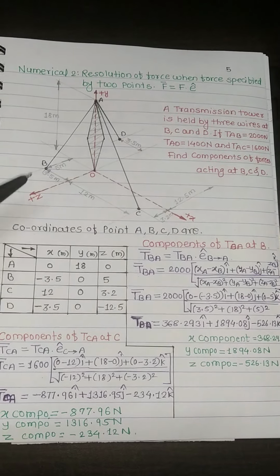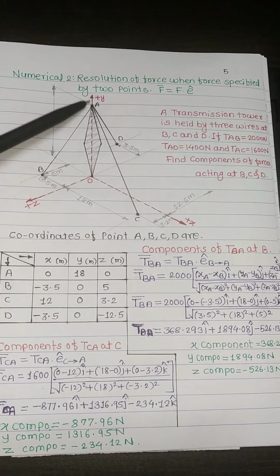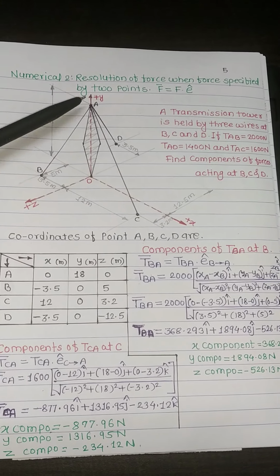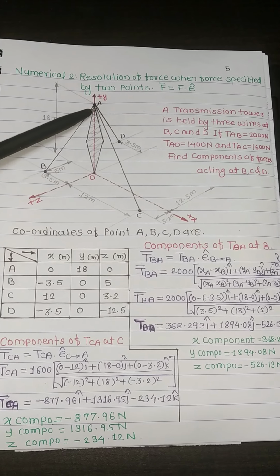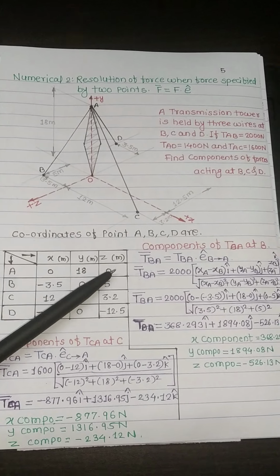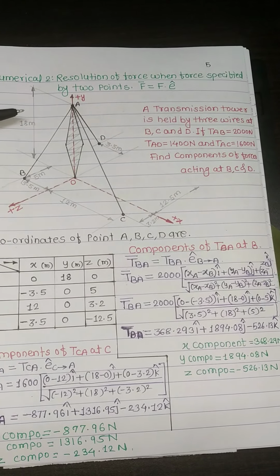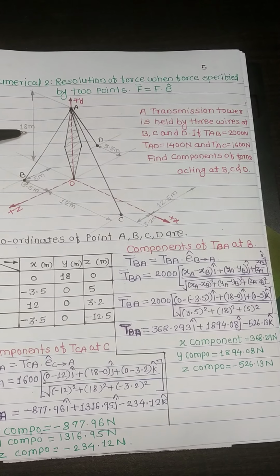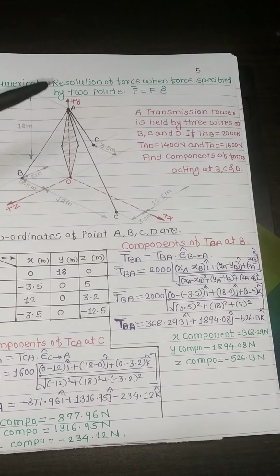The coordinates of each point I have defined from the origin. For point A, as A is acting along the y-axis, its x and z coordinates will be 0. So what is the y direction? Parallel to the y direction, the distance from the origin is 18 meter. So it is plus 18 above the origin.